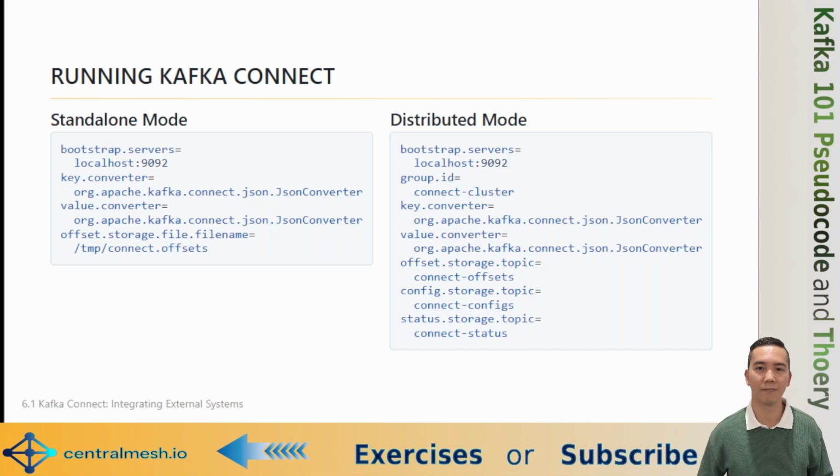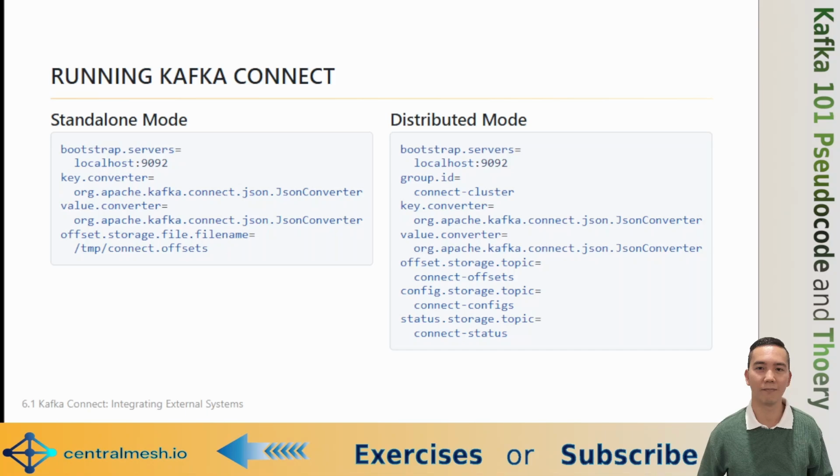In standalone mode, everything runs on a single machine, and that means we store offsets locally in a simple file. That's why you see this line: offset.storage.file.filename equals /tmp/connect.offsets. But in distributed mode, things are different. Since multiple workers are involved, they need to coordinate. Instead of a local file, offsets are stored in a Kafka topic, connect-offsets. And in addition to that, we have two more topics: connect-configs, which stores connector configurations, and connect-status, which tracks the state of connectors and tasks across the cluster.